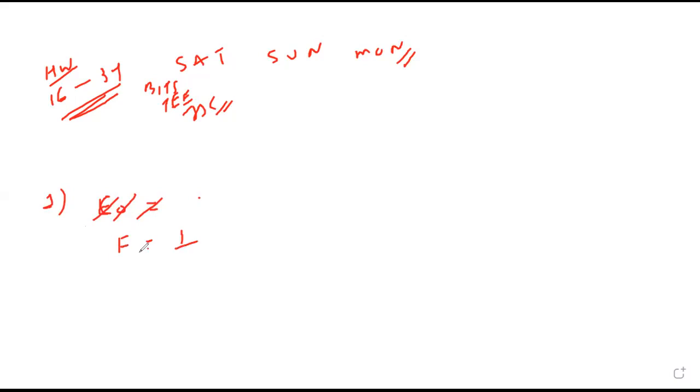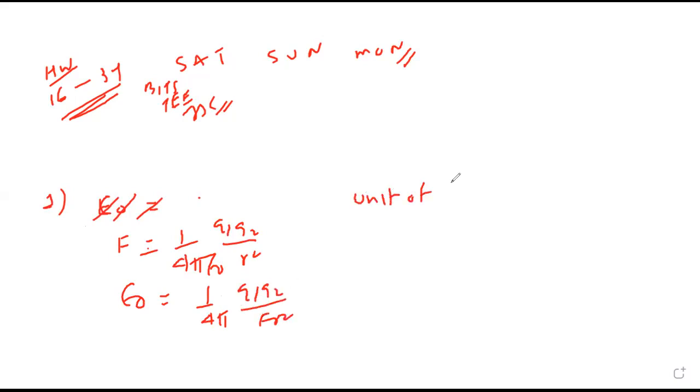Force is 1 upon 4 pi epsilon naught Q1 Q2 upon R square. So epsilon naught is 1 upon 4 pi Q1 Q2 upon F R square. That means the unit of epsilon naught will be Coulomb square upon Newton meter square. So if I know the unit, can I think of the dimension?